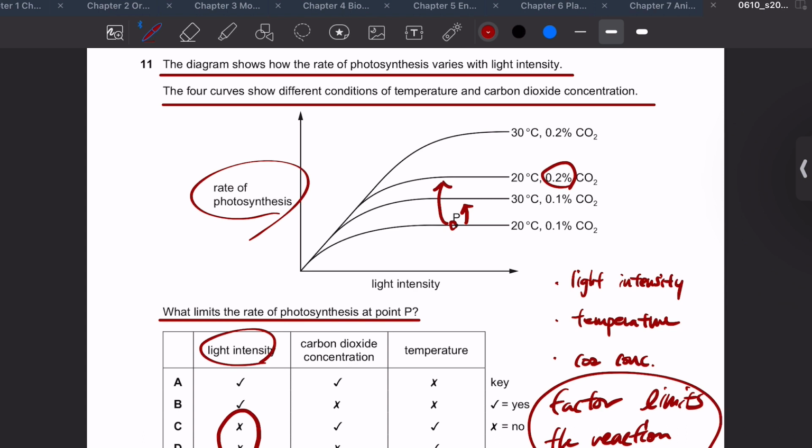If you change both temperature and the concentration, like increasing them, you can see that the rate of photosynthesis also increases again. So the limiting factor at P is not the light intensity, but both carbon dioxide concentration and the temperature, because they both affect the rate of photosynthesis by increasing or maybe even decreasing as well. Okay? So the answer for this one is C.